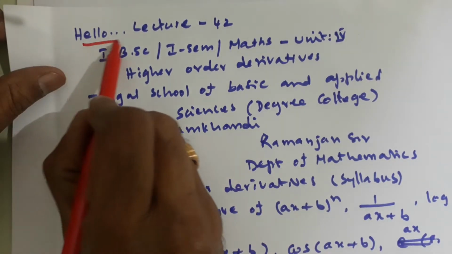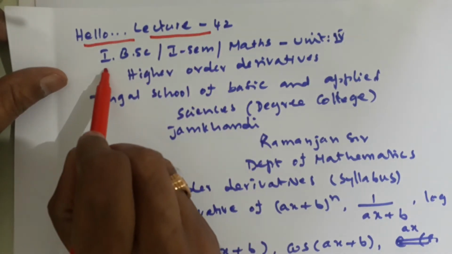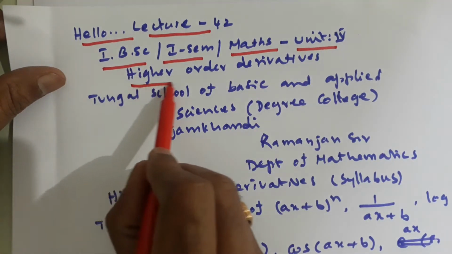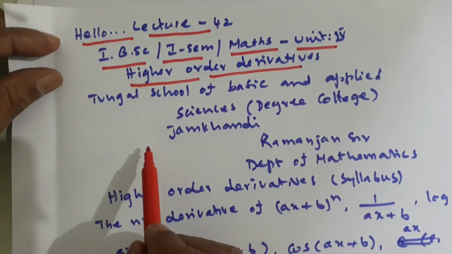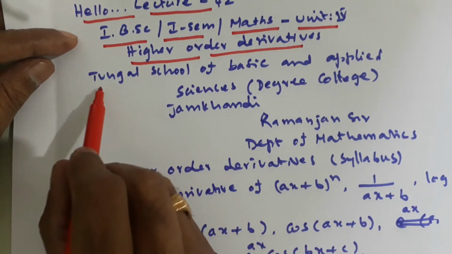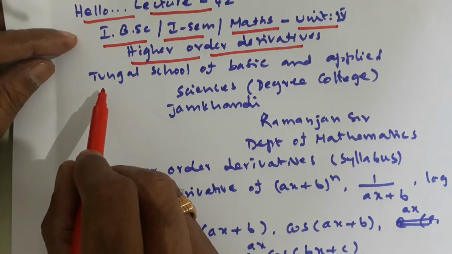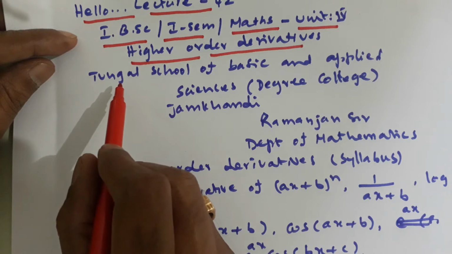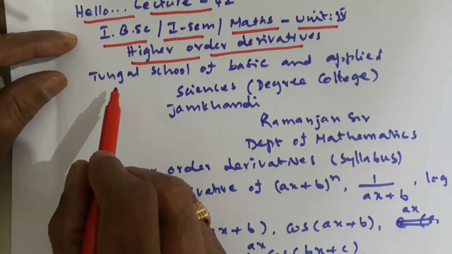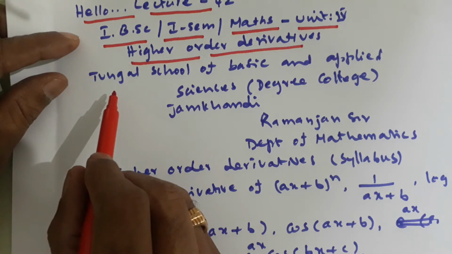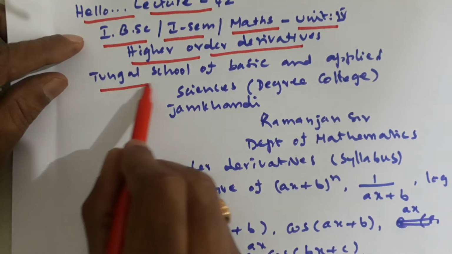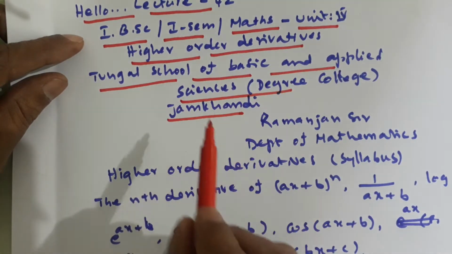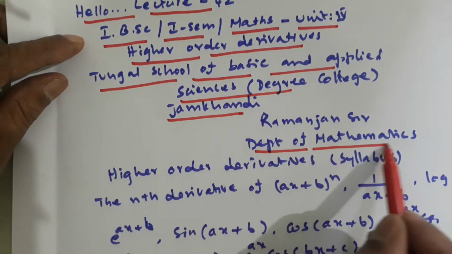Hello, this is lecture 42, first BSc, first semester, Maths, Unit 4, higher order derivatives. It is the fourth unit. Actually, the second and third units we completed: the real number system, limits and continuity in Unit 2, and Unit 3, indeterminate forms particularly. So that we completed, whereas now the fourth unit is higher order derivatives. From Tungal School of Basic and Applied Sciences, Jamkandi. I am Ramanjan sir, Department of Mathematics.